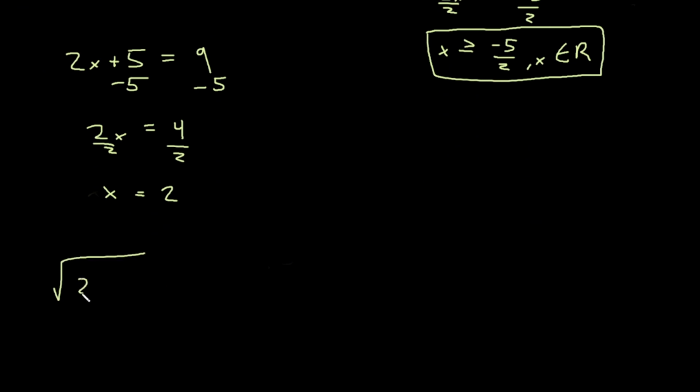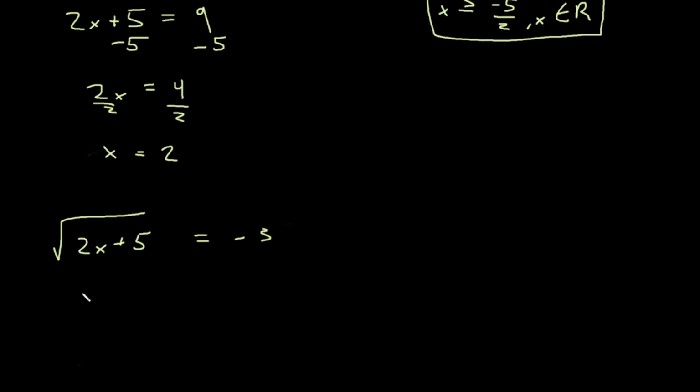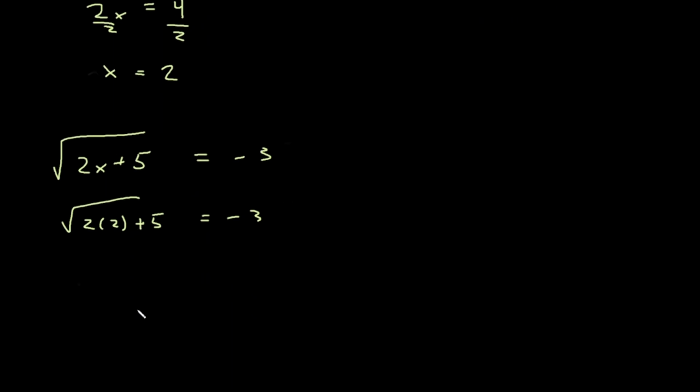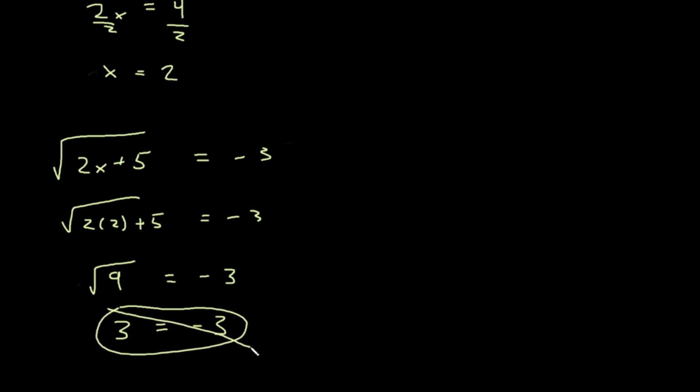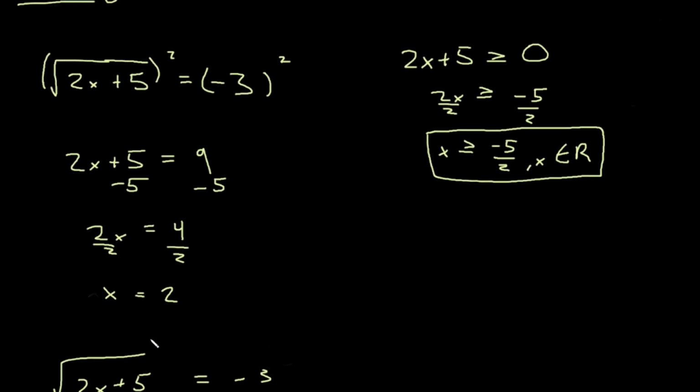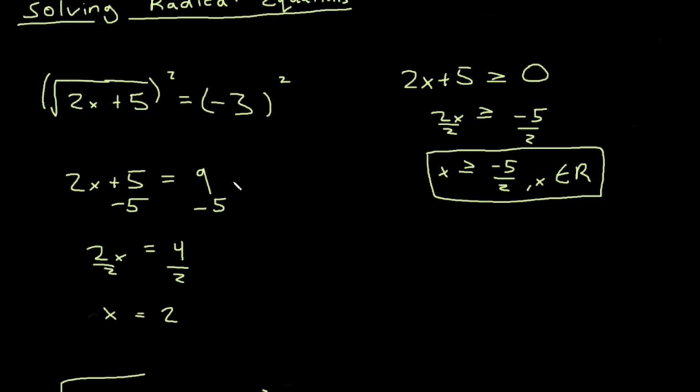So we have root 2x plus 5 is equal to negative 3. Substitute it in, so we have root 2 times 2 plus 5 is equal to negative 3. 2 times 2 is 4. 4 plus 5 is root 9. Root 9 is equal to negative 3. Root 9 is equal to 3. So we have 3 is equal to negative 3. Now this is not correct, since we know we have to take the principal square root, so this would not satisfy the equation.